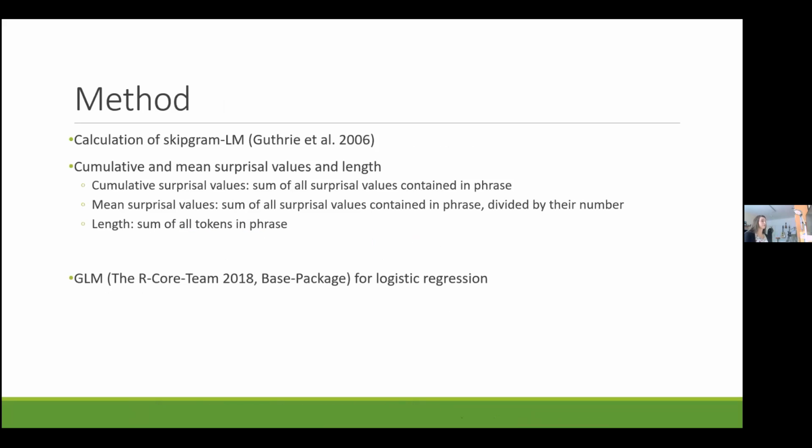So for our surprisal values, we calculated a skipgram language model because it is more suitable for smaller amounts of data and can capture a context quite well. We then calculated cumulative and mean surprisal values and the length of our extraposed phrases. To see which of these factors is most influential, we checked it using a logistic regression done with R.